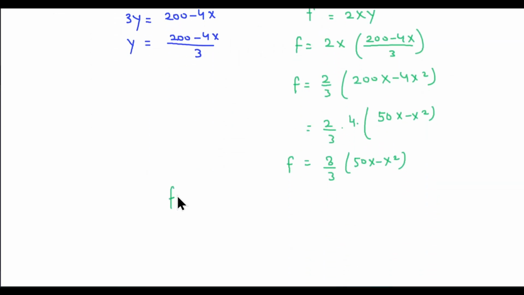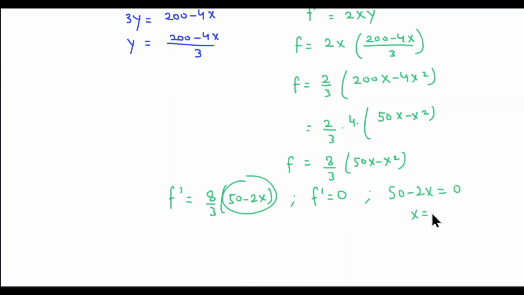I'm gonna find the derivative, which is 8 over 3 times 50 minus 2x. Equate the derivative to 0, which means that only this is equated to 0. So 50 minus 2x is 0, which means that x is 25. And that's about it. Anything greater than 25 will make this guy negative, less than 25 will make it positive. So yes, we do have a maxima at 25.